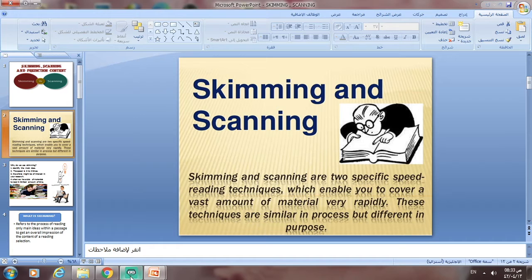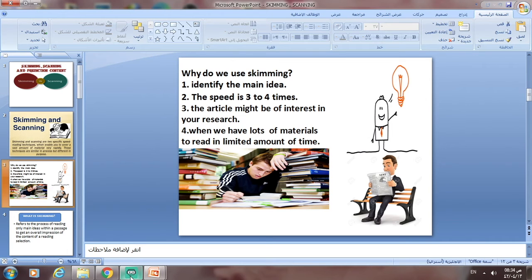Those techniques enable you to cover a vast amount of material very rapidly. These techniques are similar to each other only in the process, but they are different in their purpose. So if you are doing skimming, your purpose is different from when you are doing scanning. Let's see now. I will speak about skimming and scanning.